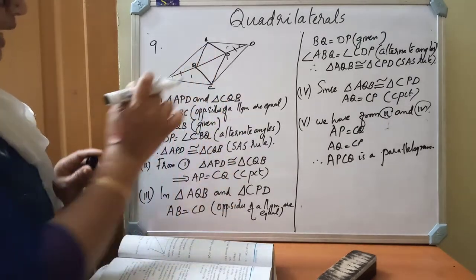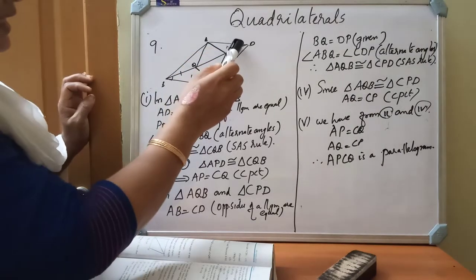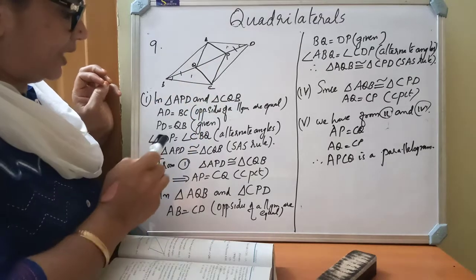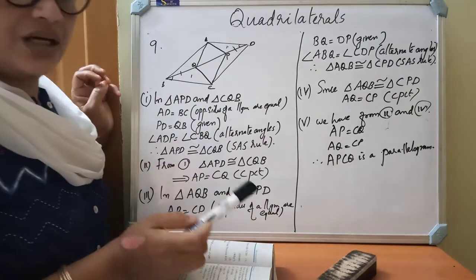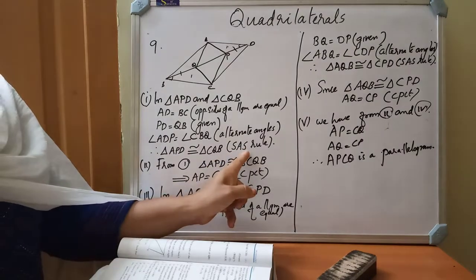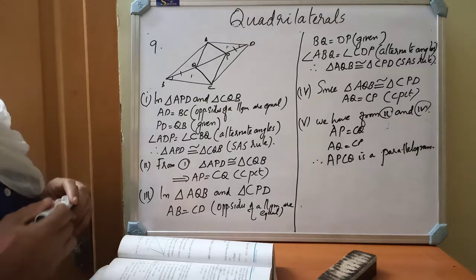So two sides and one angle. Two sides and included angle of one triangle is equal to two sides and included angle of another triangle. Then we can say that these two triangles are congruent by which congruency? Yes, SAS congruency. So first part of the question over. What is the second part?